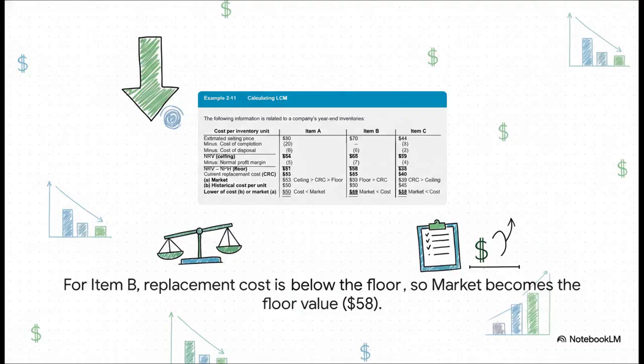This table is a fantastic example of how this actually works in practice. Let's just focus on item B. Okay, so the ceiling is $65 and the floor is $58. But look, the current replacement cost is only $55, which is below the floor. The rule says we can't go below the floor, so we have to bump that number up to the floor value of $58. That becomes our market price. And since $58 is lower than the original $60 cost, the inventory gets written down to $58.